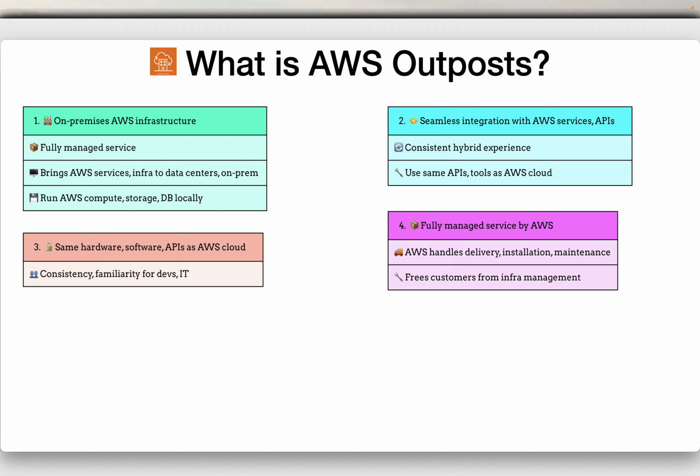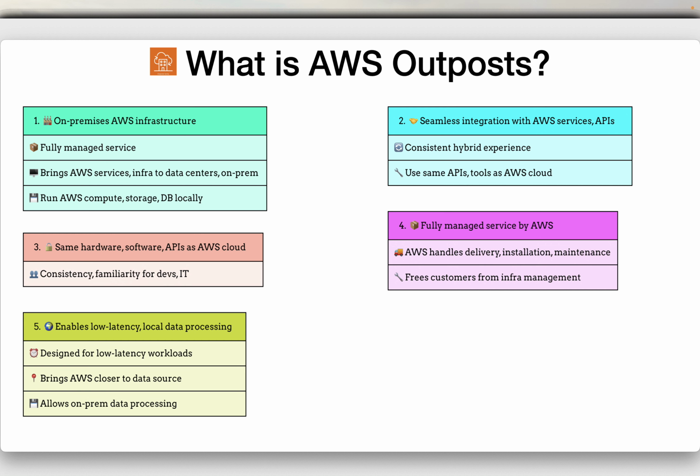It's a fully managed service by AWS, and AWS manages the delivery, installation and maintenance of Outpost infrastructure, freeing customers from the burden of managing hardware and software updates. So AWS Outpost is a physical hardware which AWS will come and install once you order. So it can run in your local data center, but AWS will take care of delivery, installation, maintenance, everything on all the physical hardware pieces of the devices.